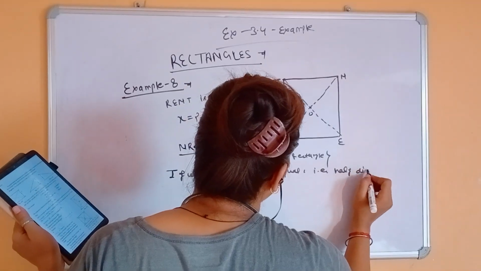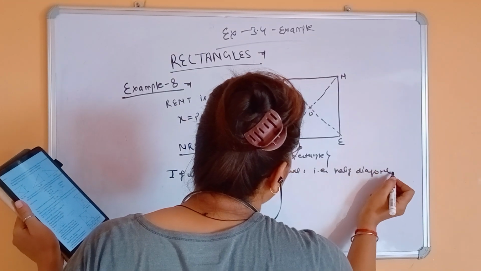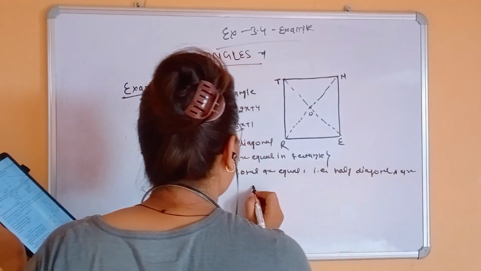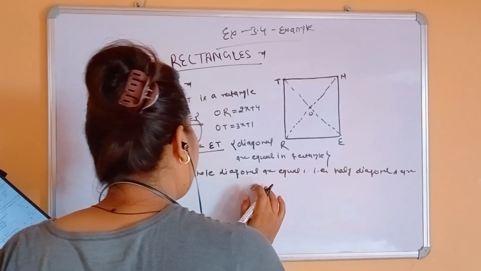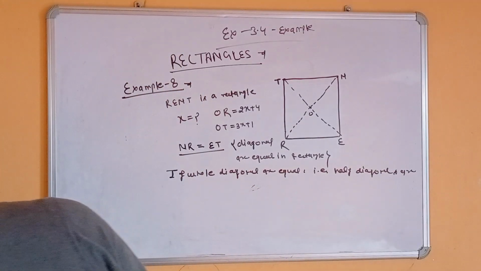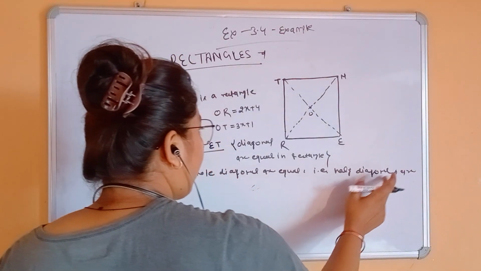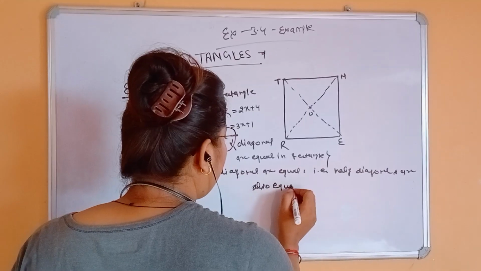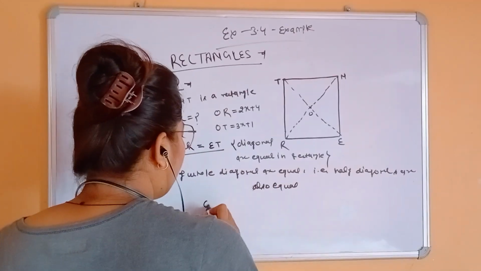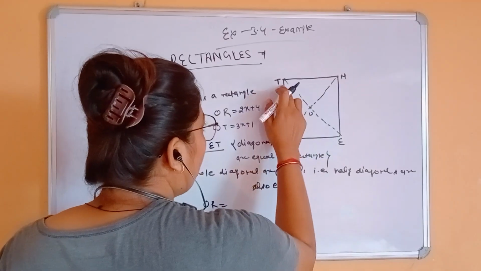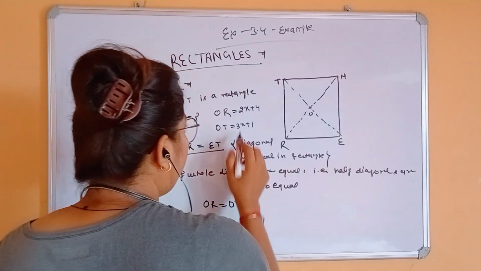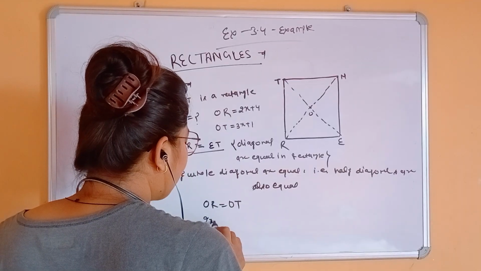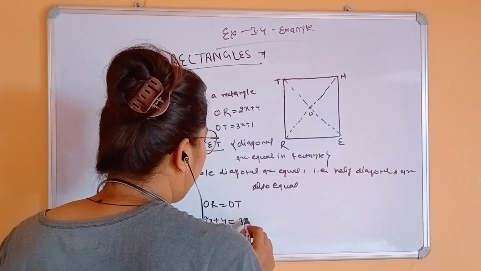Half diagonals are also equal. It's very important. You can write it in a sentence, then after that you solve. So here given OR is equal to 2x plus 4, OT is equal to 3x plus 1. Half diagonal is OR. OR is equal to OT. So we can write 2x plus 4 is equal to 3x plus 1.